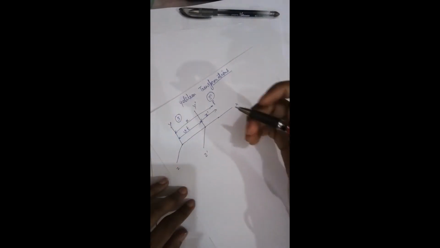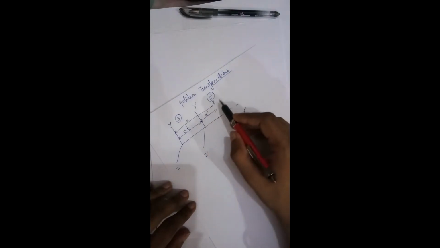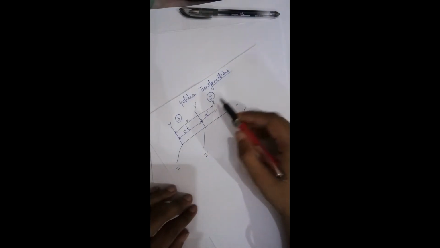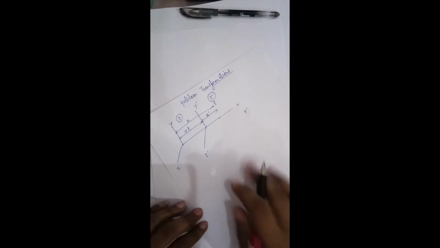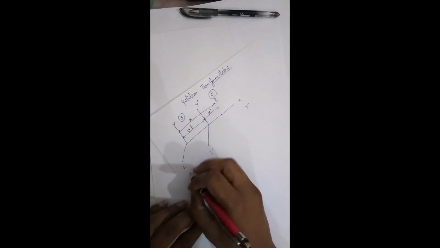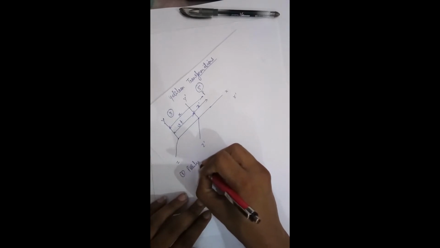We are doing all these things because we have to find the coordinates of a point in some frame of reference with respect to another frame of reference. So first of all, we are going to find position equations.